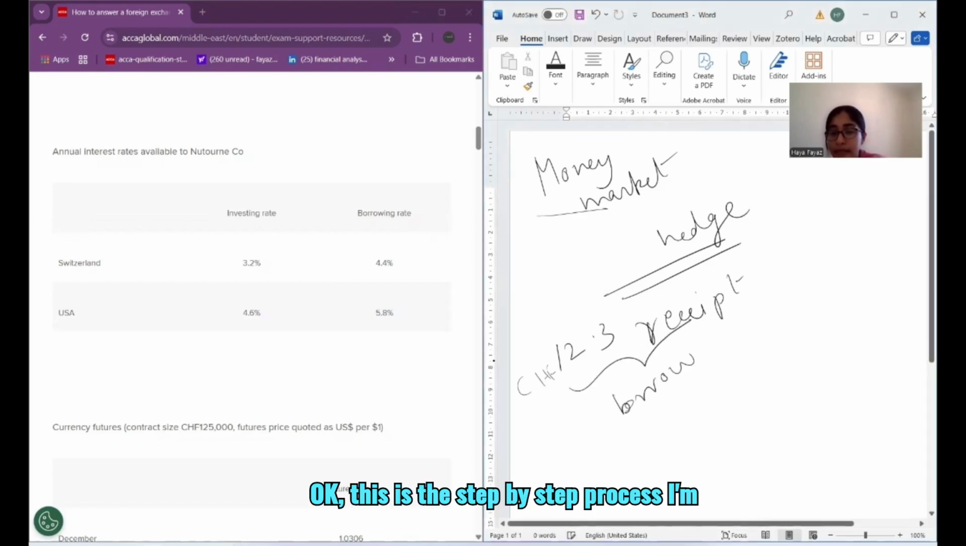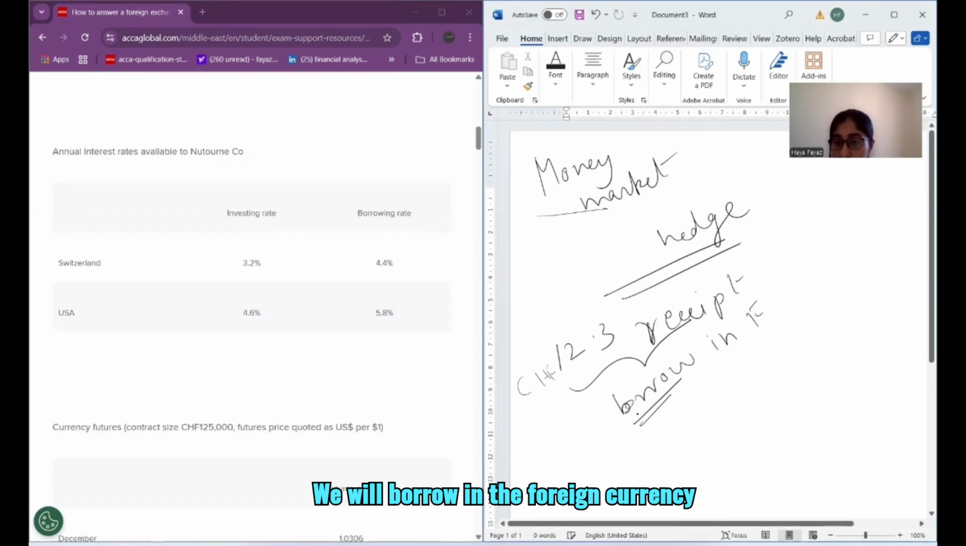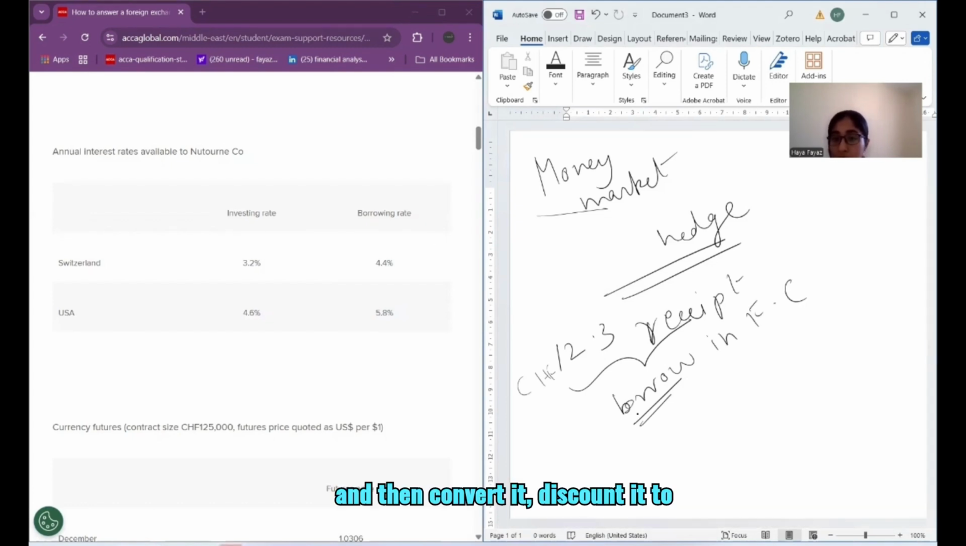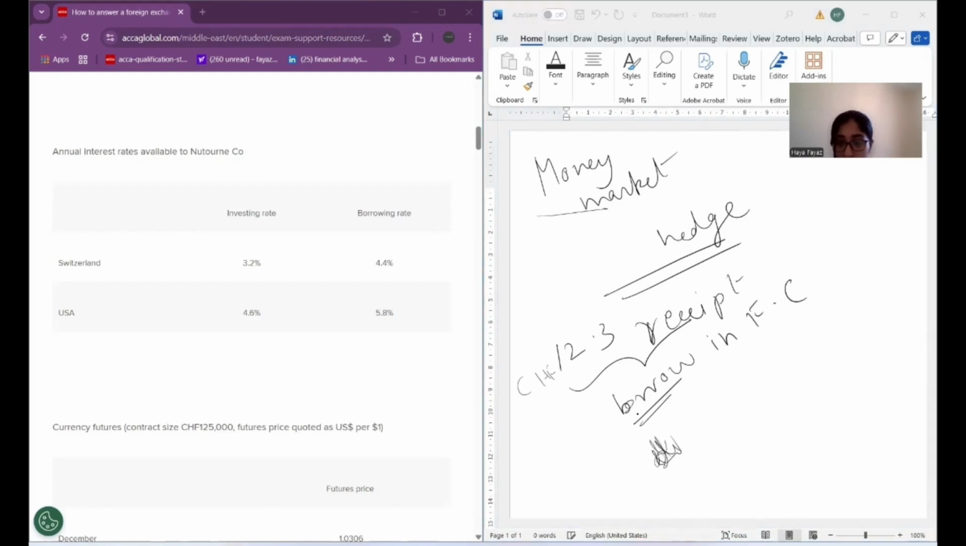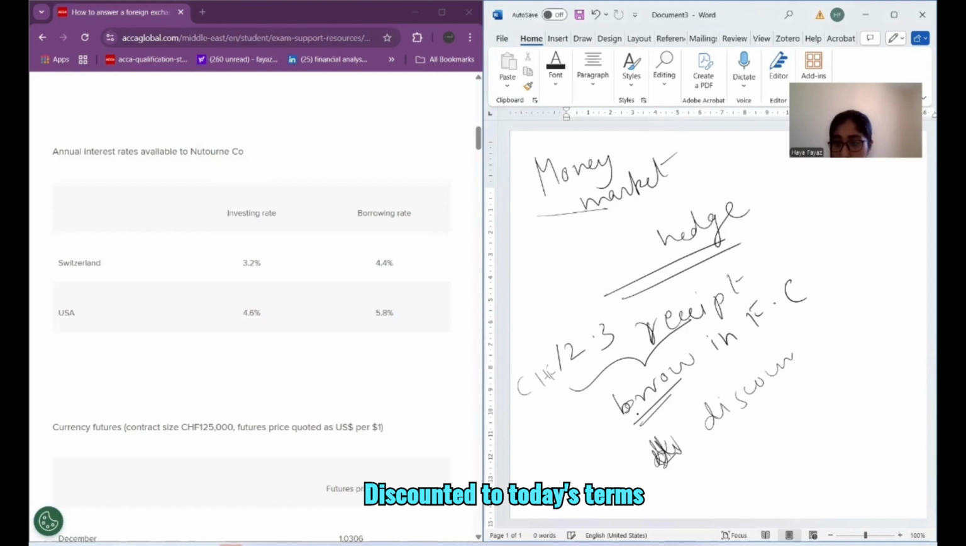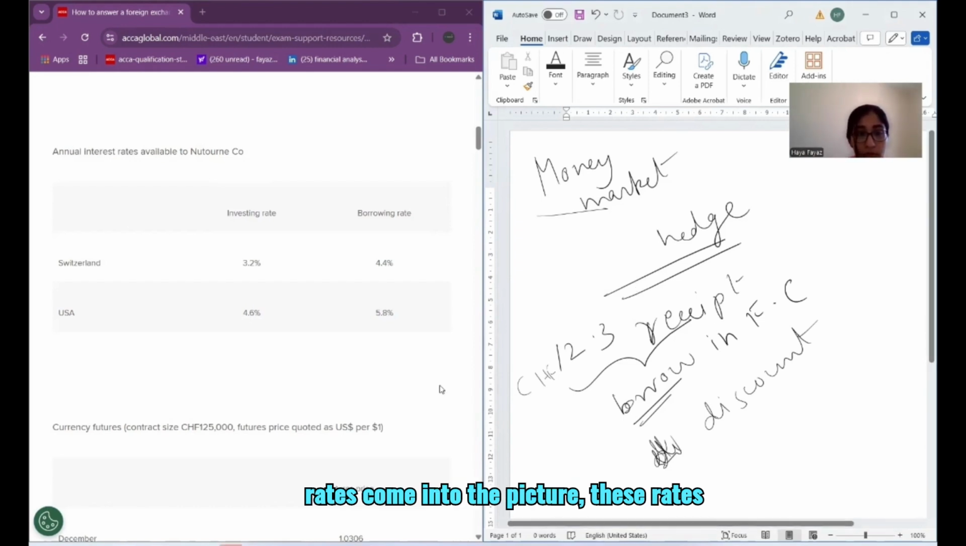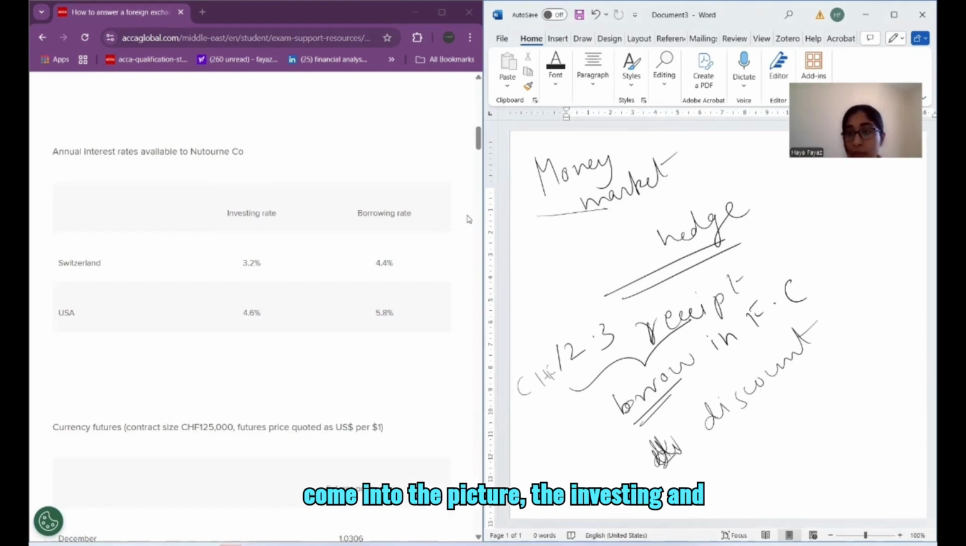Okay, this is the step-by-step process I'm telling you, but not with figures, just explaining the concept. We will borrow in the foreign currency and then discount it to today's terms. With which rate? That's where these rates come into the picture, the investing and the borrowing rate.